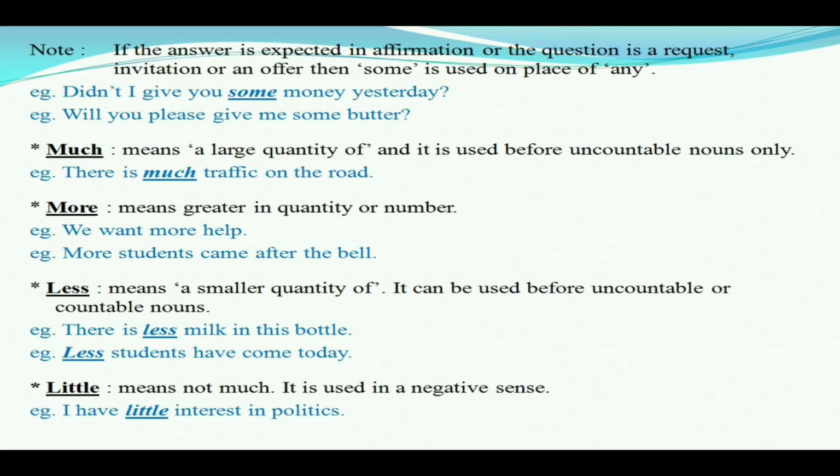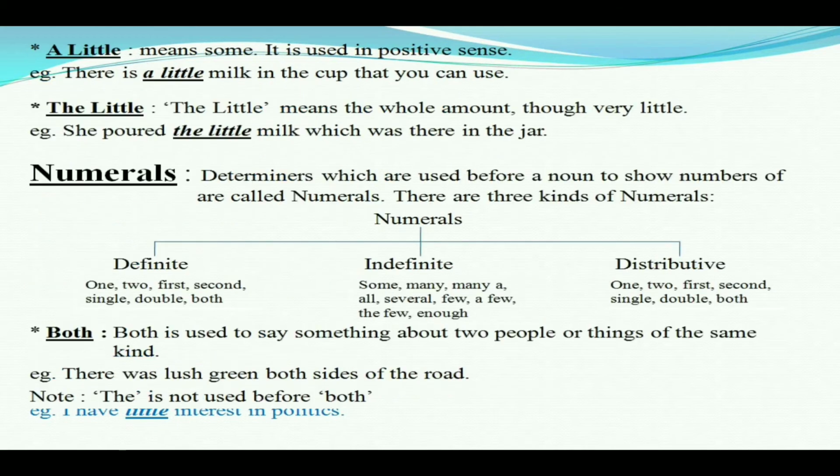Next point, less. Less means a smaller quantity of. It can be used before uncountable as well as countable nouns. For example, there is less milk in this bottle, whereas in the second example, it has been used before a plural noun. Less students have come today. The next point is little. It means not much. It is used in negative sense only. For example, I have little interest in politics. It means I'm not very much interested in politics.